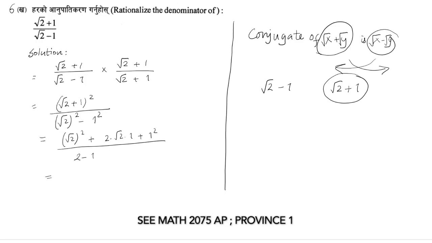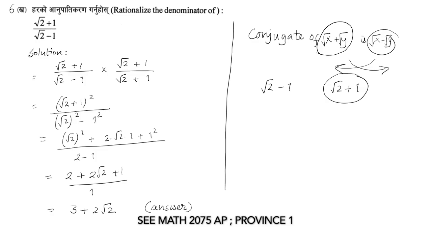And if we open this, root 2 squared is 2, plus 2 times root 2 is 2 root 2, plus 1, divided by 1. So 2 plus 1 is 3 plus 2 root 2. We don't have to divide by 1 because it is the same number. So our answer is 3 plus 2 root 2, and we have got our answer. If we see here, we don't find any radical in the denominator, so it's rationalized.